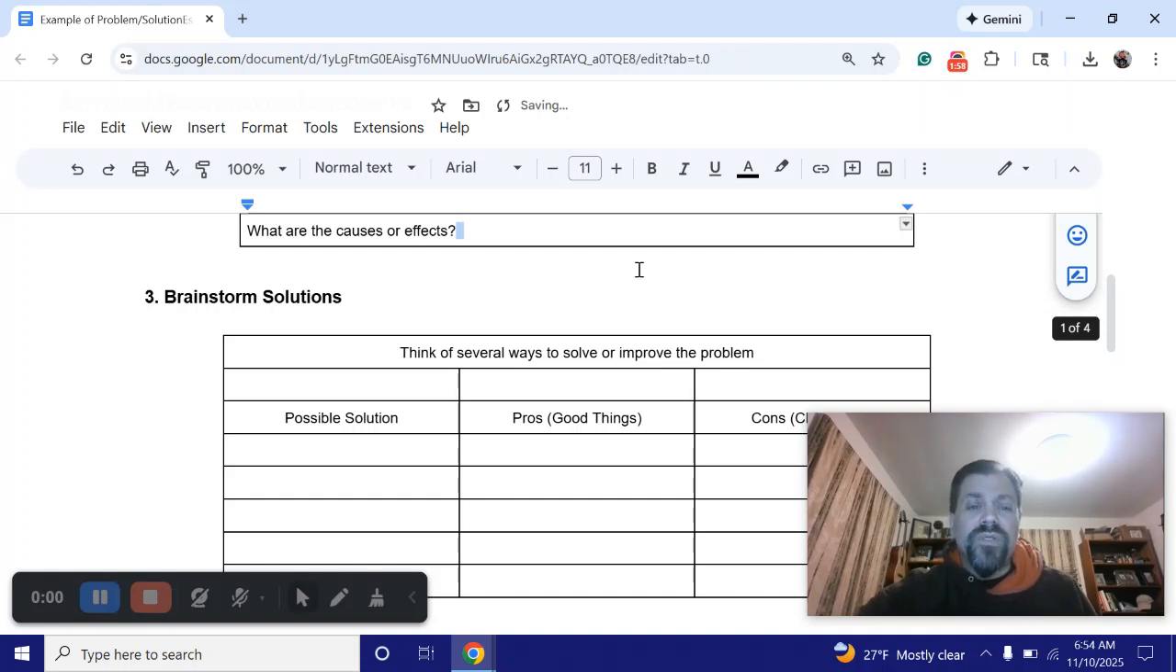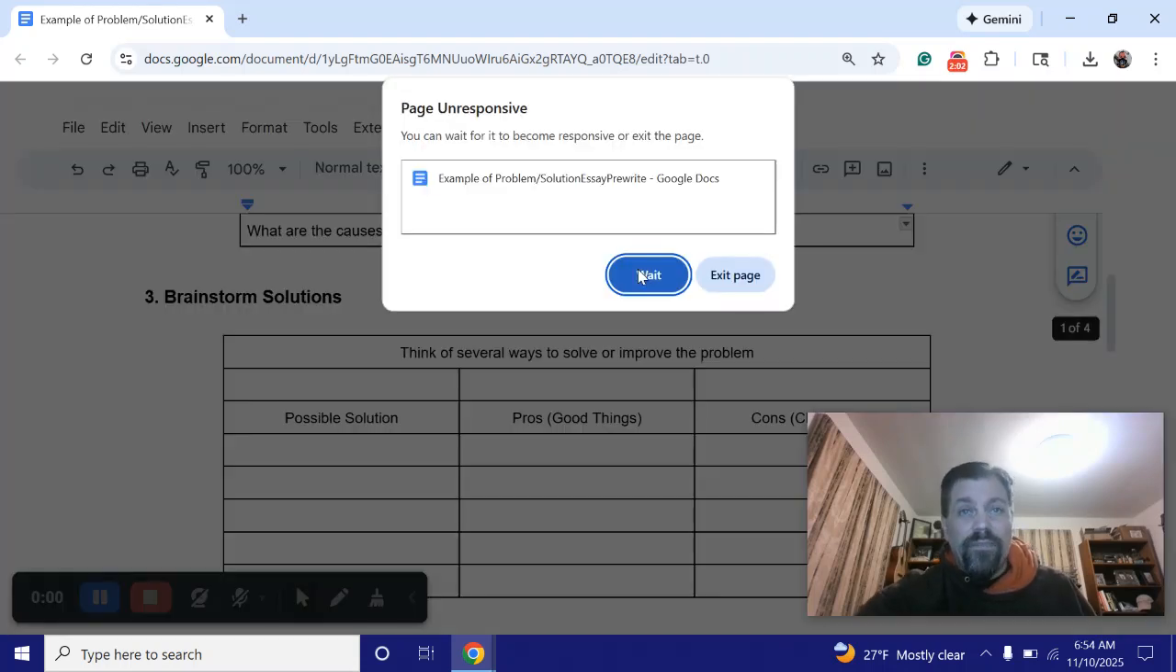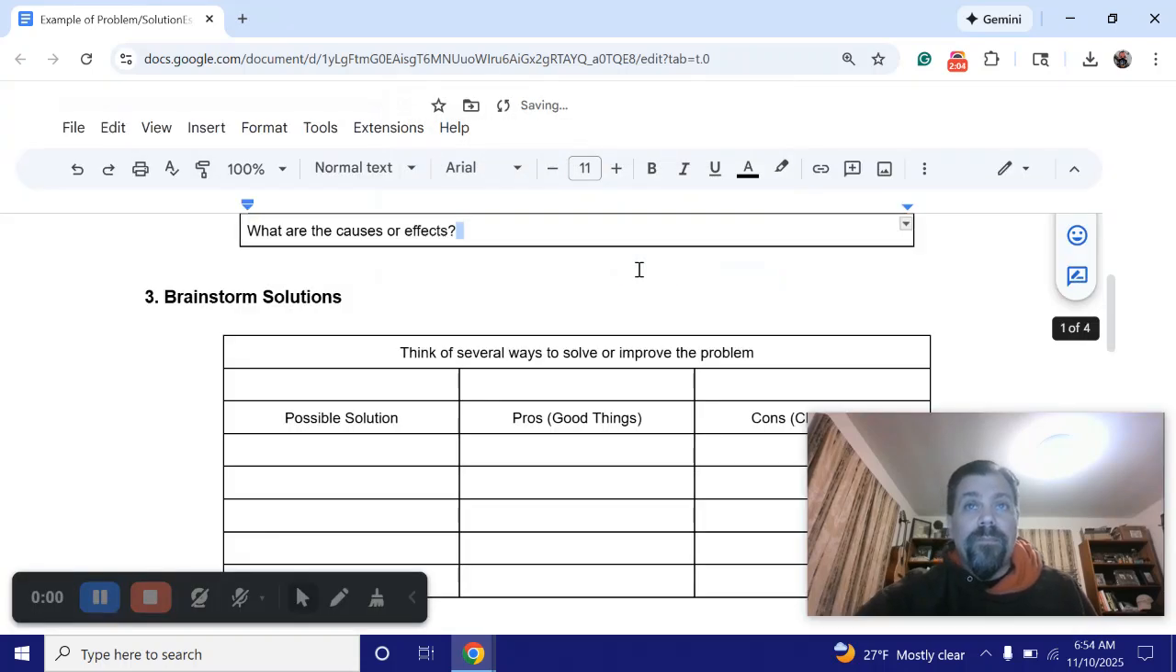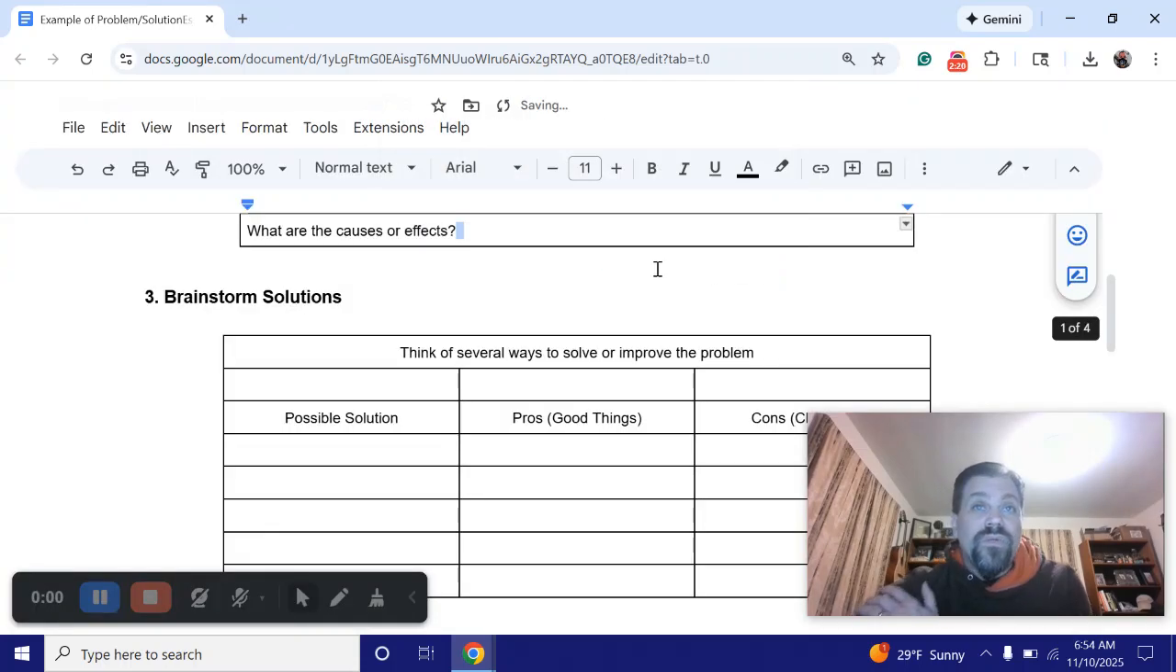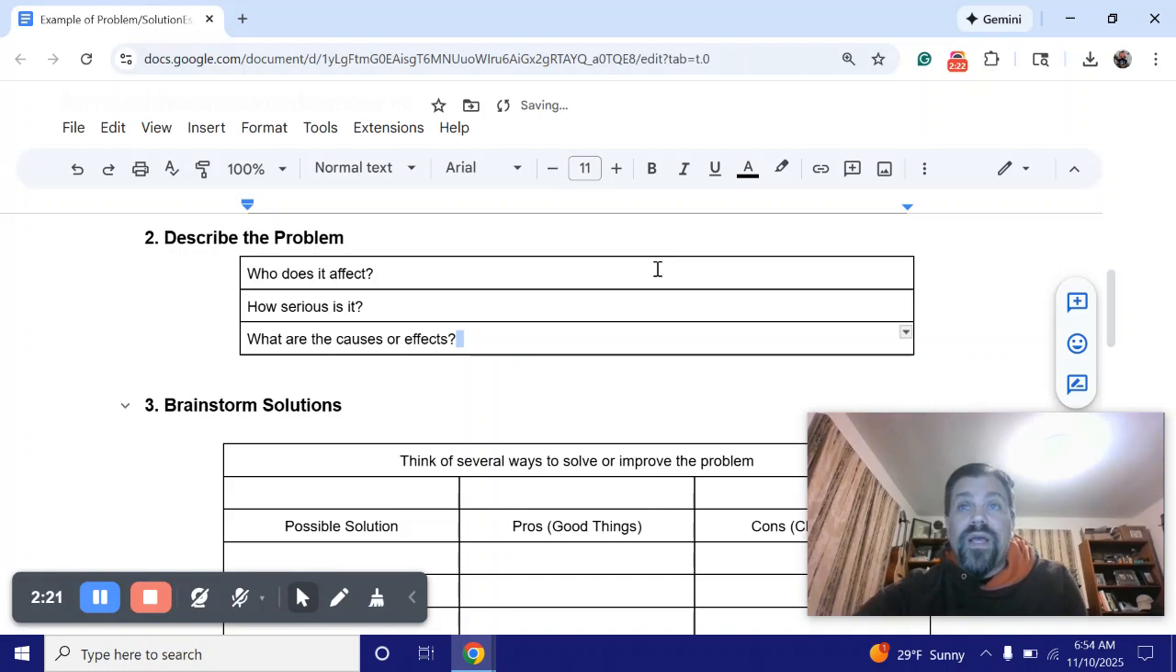Now, when it says possible solution, what I would write in there is limit screen time. Pros: it helps balance time online and keeps you in offline life. The con is that it's kind of hard to stick to, right? Because that would be hard to follow, limiting screen time. Another one that I would say is take social media breaks: reduce stress, and resets the mind, if you just get away from social media.